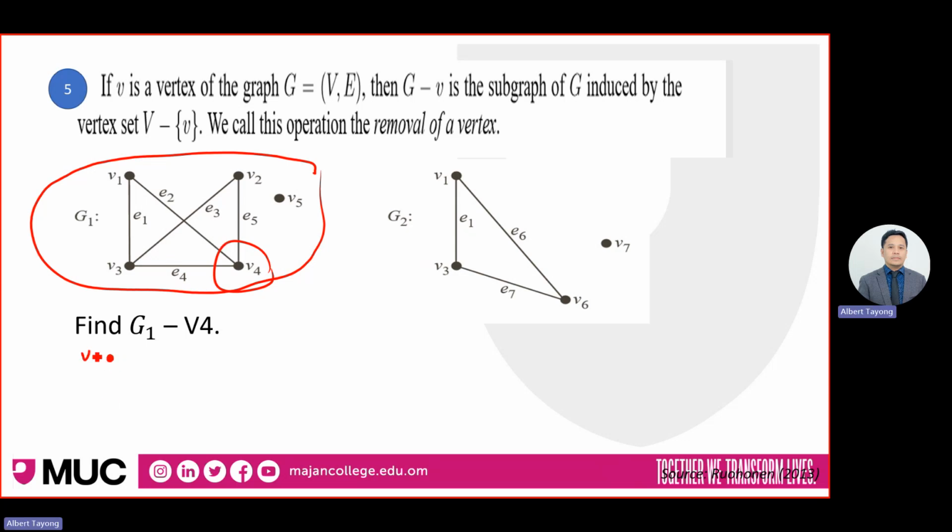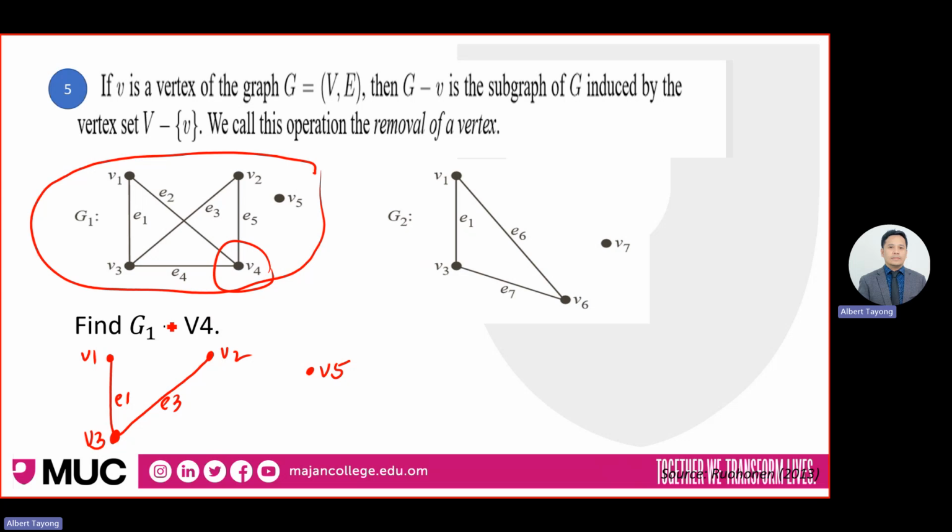So we have V1 here. This is our V3. This is our V2 and V5. So we don't have V4 anymore. It's deleted. So we have E1 here. Our E2 is removed. This is our E3. Okay. We don't have E4, E2, and E5. So this is our answer.